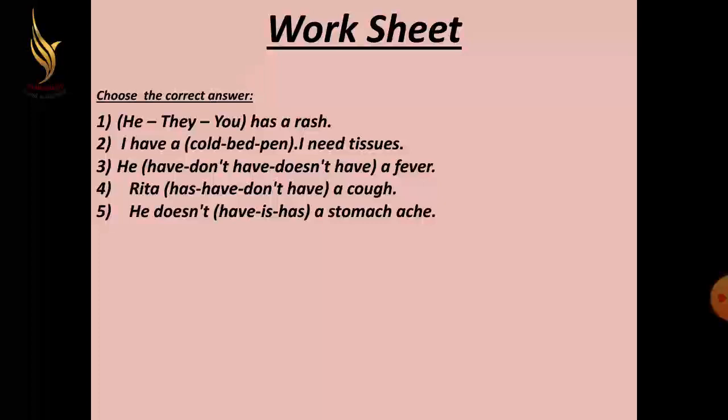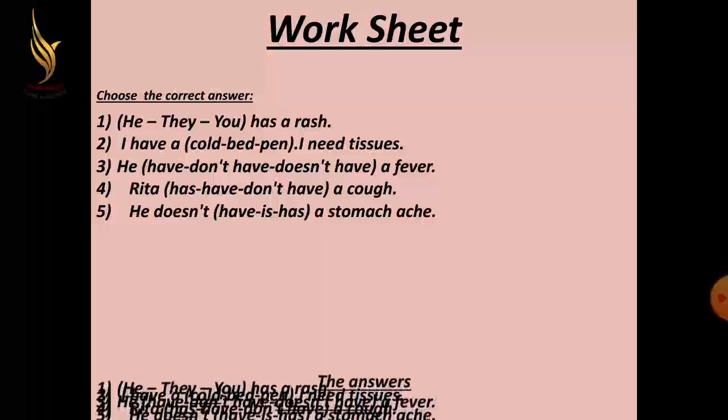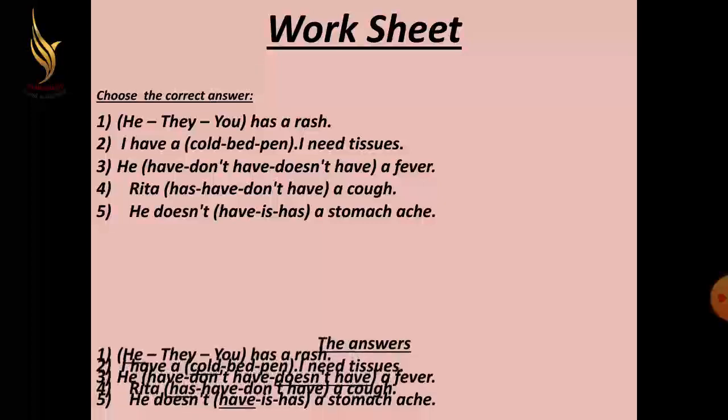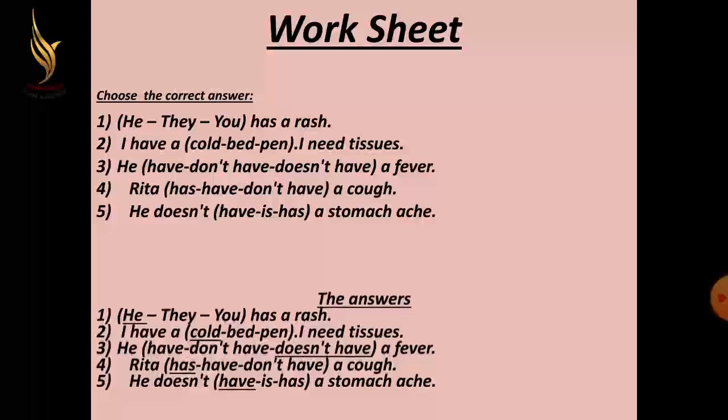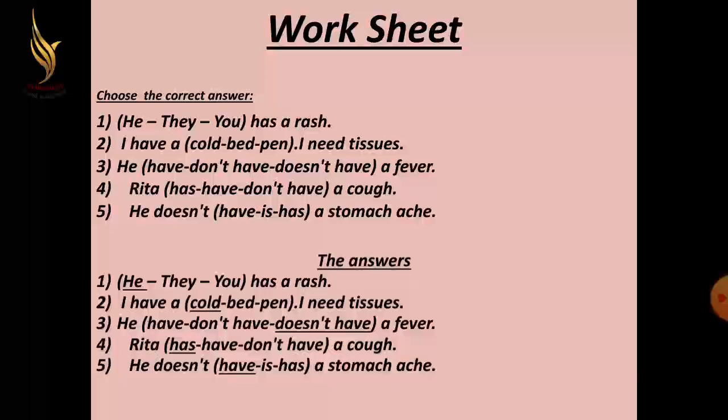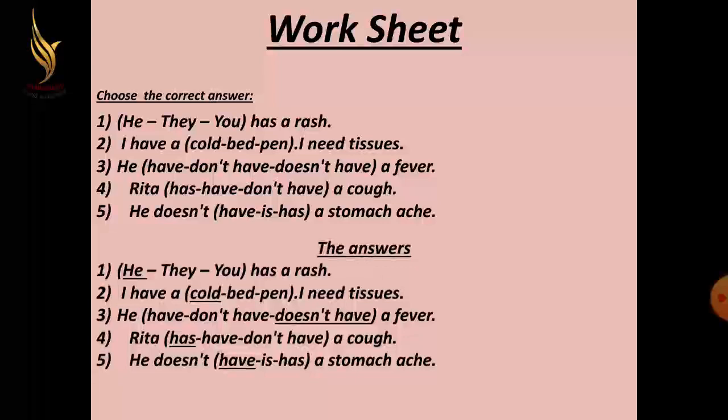Number 4, Rita has, have, or don't have a cough. Notice that in number 4, Rita is a singular noun. What verb comes after a singular noun? Think about it carefully. Number 5, he doesn't have, is, or has a stomachache. Notice that after doesn't there is the infinitive. So what is the verb after doesn't? You have a minute to think about the answers.